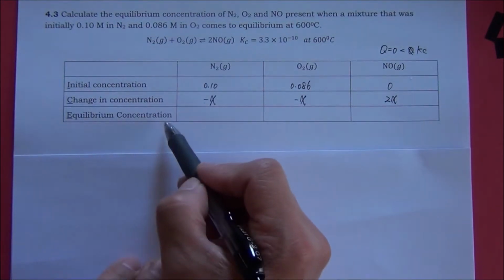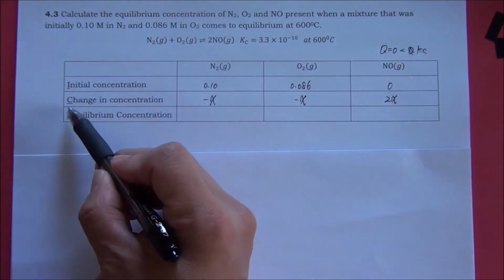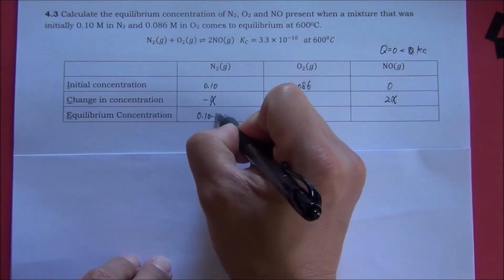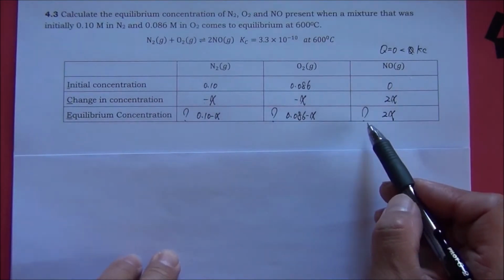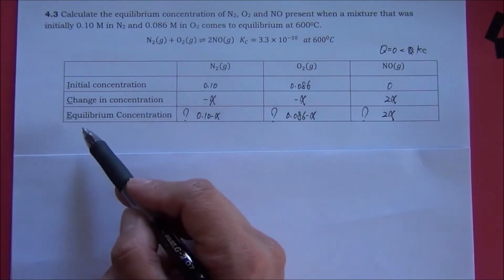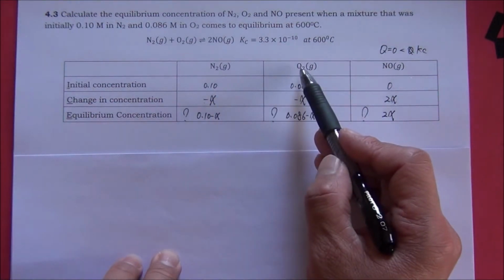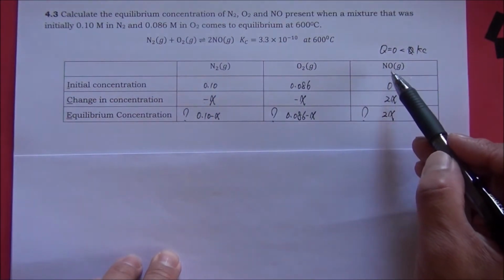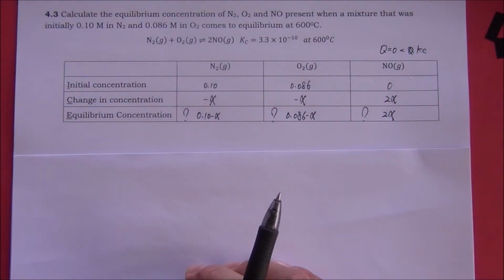The equilibrium concentration is always equal to the sum of the initial concentration and the change in concentration. I put down 3 question marks to tell me that the equilibrium concentrations of both reactants and the product is what we are looking for. We are not looking for x.